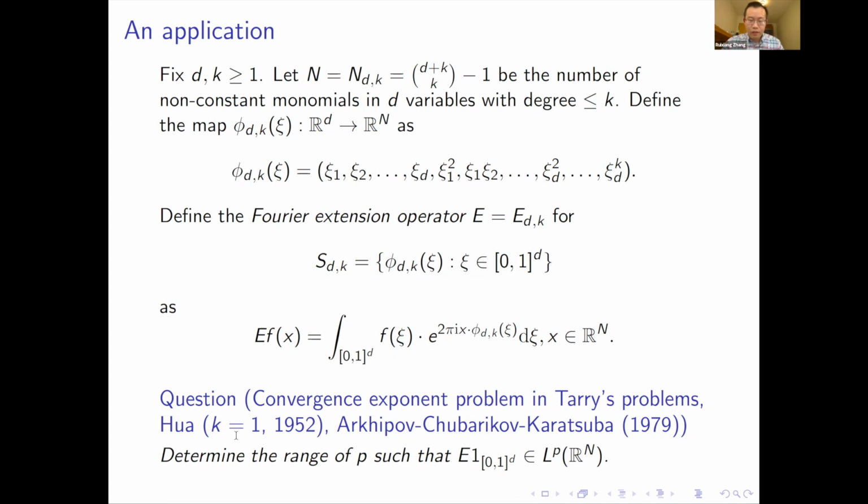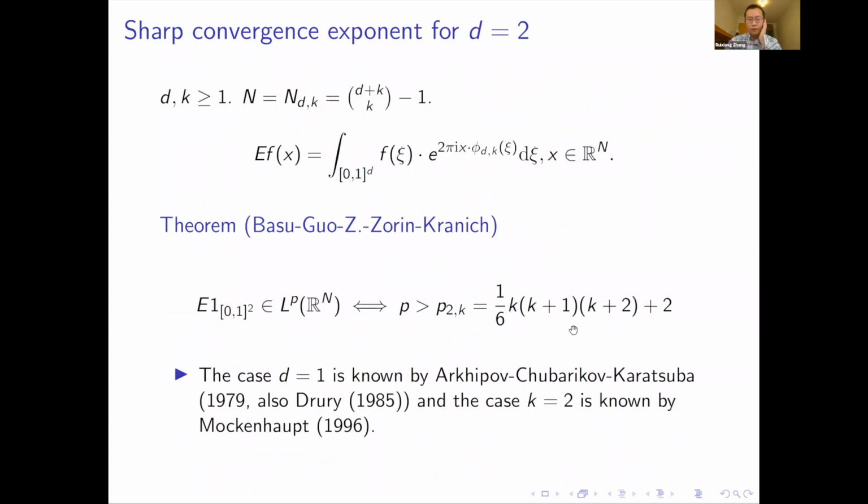And the question is that if your f is the characteristic function of the whole cube, then for this integral you just have e to the 2 pi i x times phi of d,k over the whole cube. And you want to determine the range of p such that this extension of 1 is in the L^p space. So this is the question. And we got some nice result on this question by an application of our method. So we look at the d equals to 2 case, since d equals to 1 is already known.